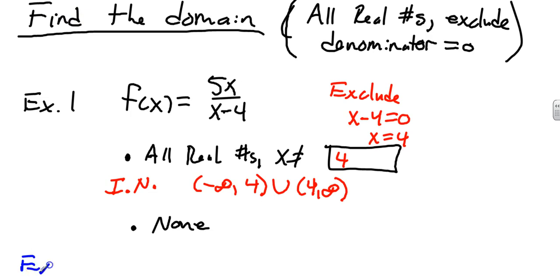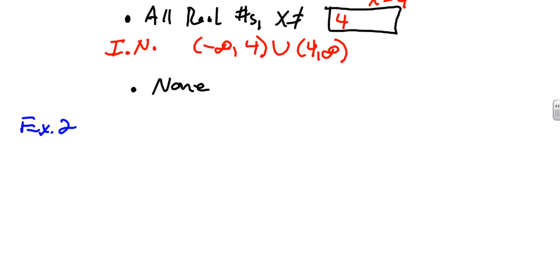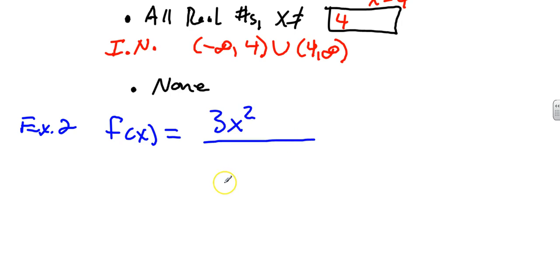Alright, we'll do one more of those, because there's pretty much only 2 options when it comes down to these. They don't get too complicated with the fractions here. So we'll go 3x squared over x squared minus x minus 20.